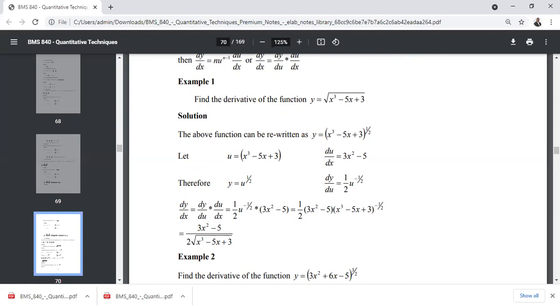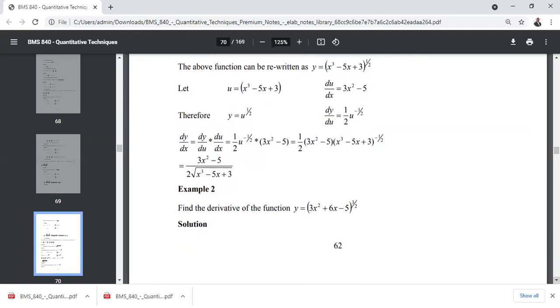Any question? I have another example here. I want you to try this using the chain rule. Let your u be 3x squared plus 6x minus 5, so that your y is equal to u raised to 3 over 2. This one is an easy one because when you subtract, you are going to get a half.